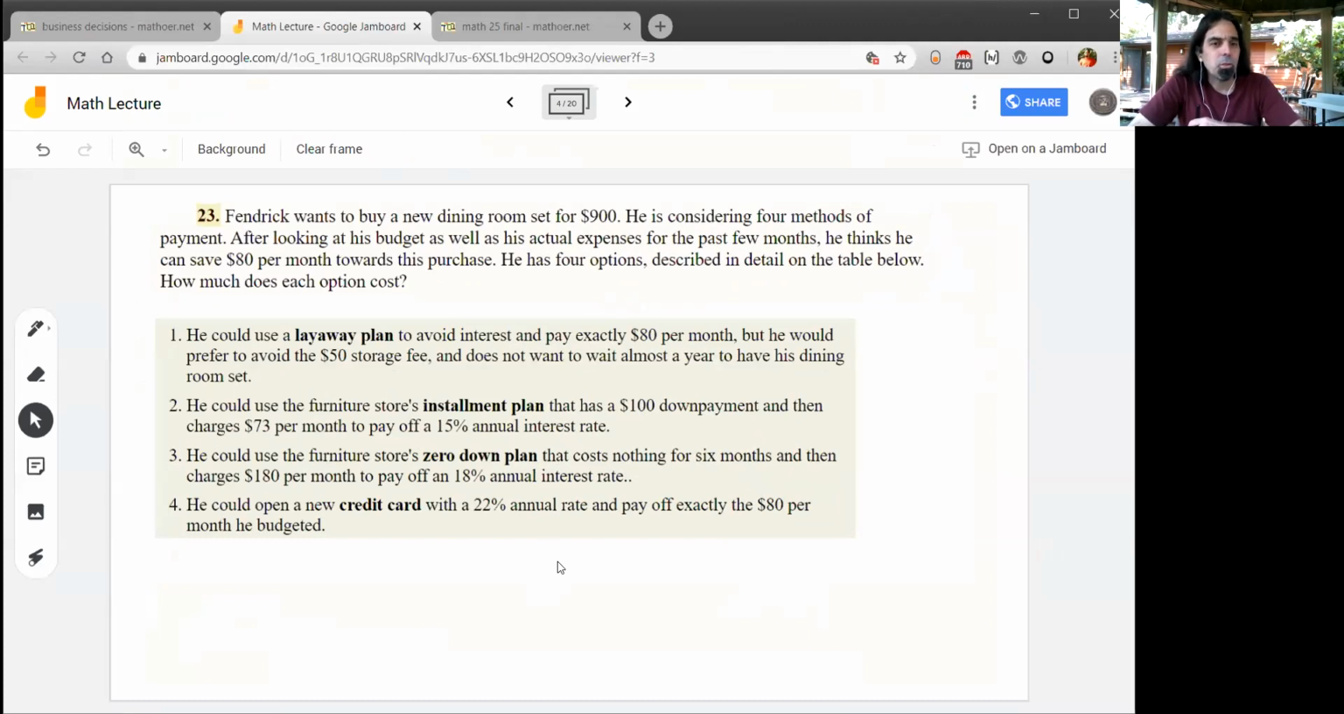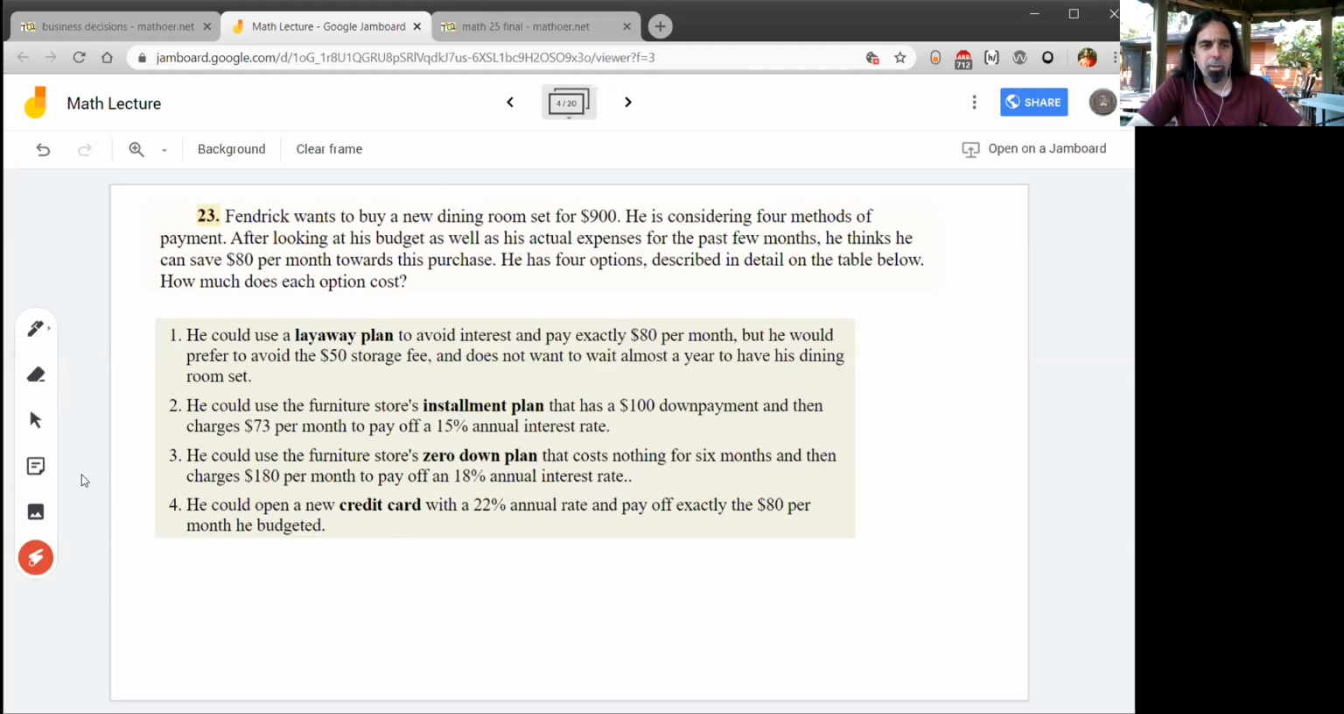Our new person wants to buy a dining room set for $900. He has 4 methods of payment, the 4 different things we talked about above. He looks around at his budget and thinks, $80 a month, that's what I can pay off. So what could he do?